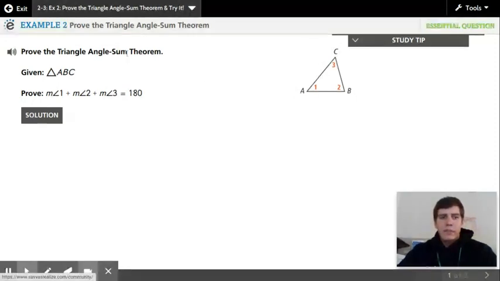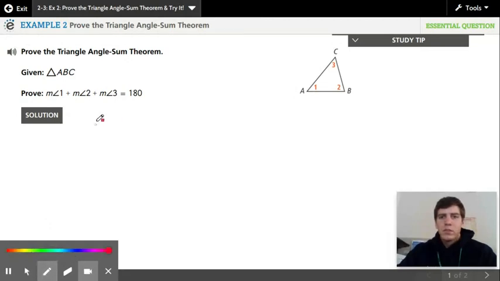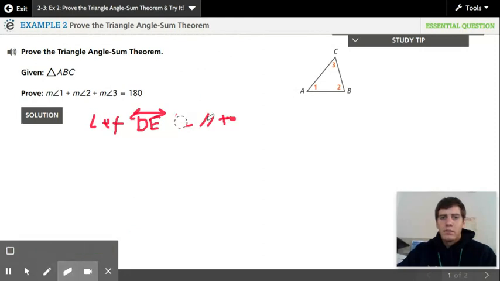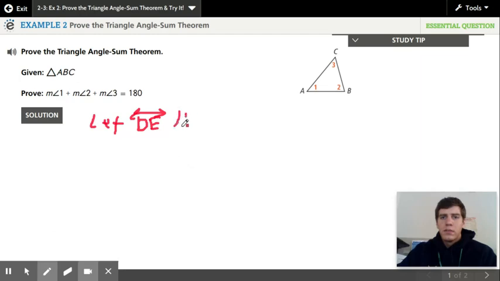We're going to do this as a paragraph proof. The first thing we're going to do is let DE be parallel to AB. So we're going to draw a line in here that's parallel to AB that goes through point C.